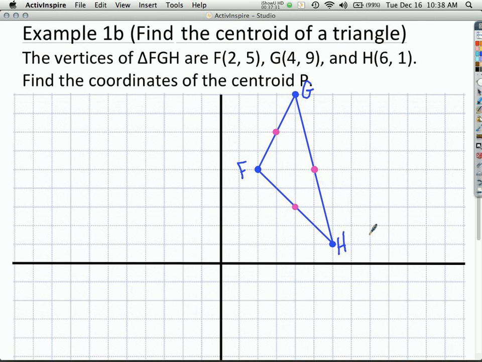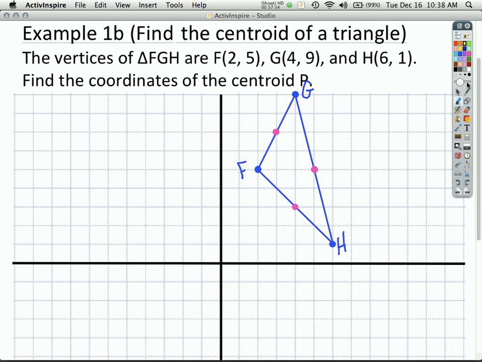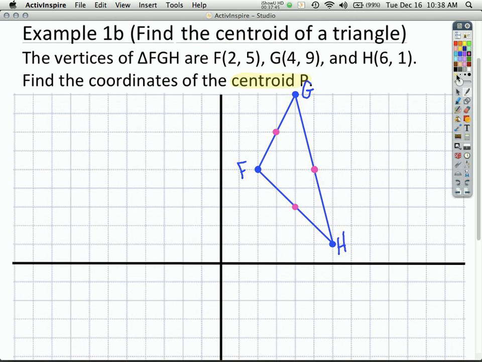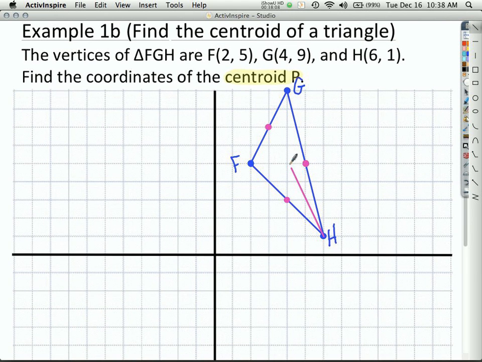So remember, we are trying to find a centroid. And a centroid is based on medians. The medians rely on the midpoints. Now we can use our ruler and draw the medians. The median goes from a midpoint to the opposite vertex, or you could say from a vertex to the opposite side at its midpoint. So this median is going to go from H to the midpoint. There's a median.